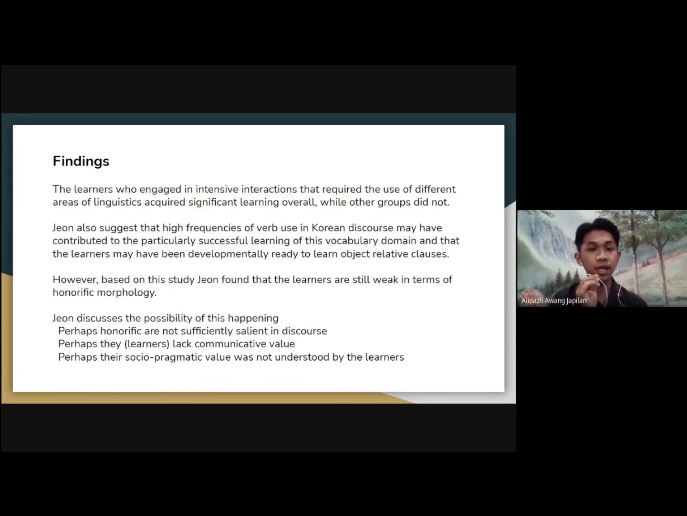Next slide. All right, the findings of this study: the learner who engaged in intensive interaction that required the use of different areas of linguistics acquired significant learning overall, while other groups did not. And John also suggests that high frequency of verb used in Korean discourse may have contributed to the particularly successful learning of this vocabulary domain, and that the learners may have been developmentally ready to learn object relative clauses. However, based on this study, John found that the learners are still weak in terms of honorific morphology.